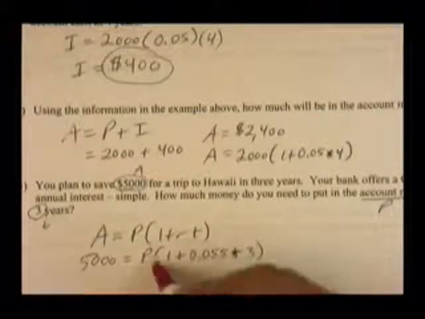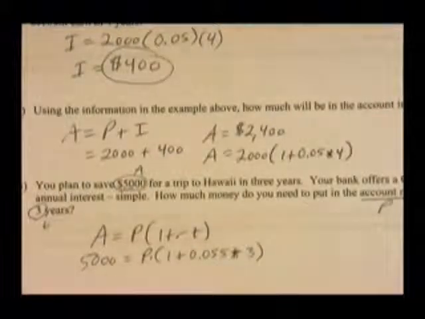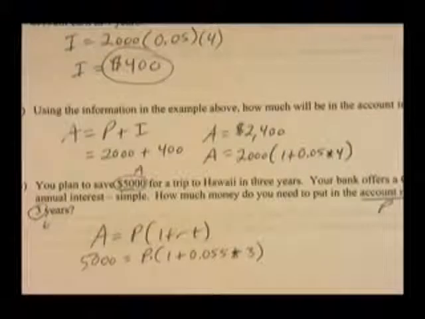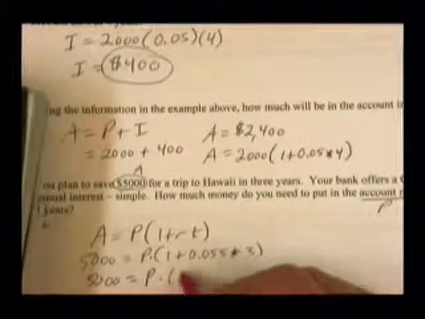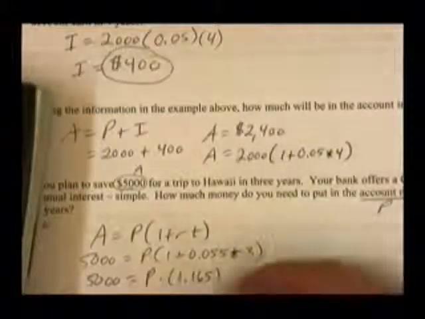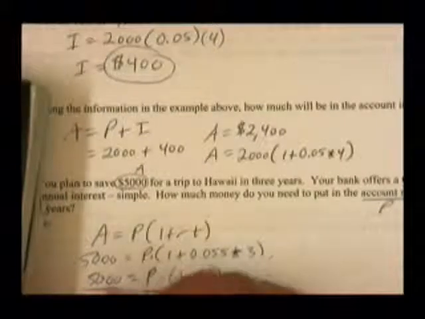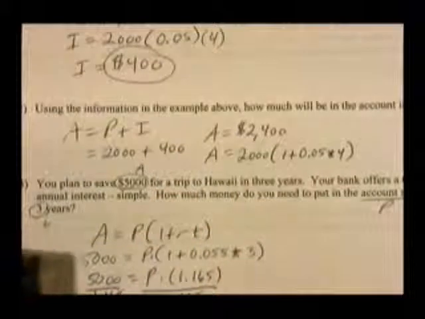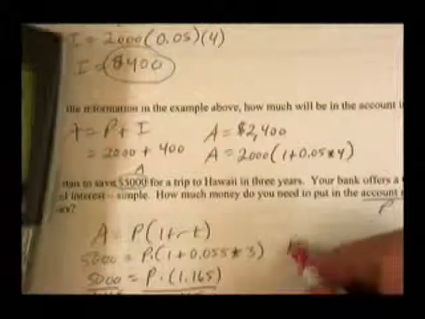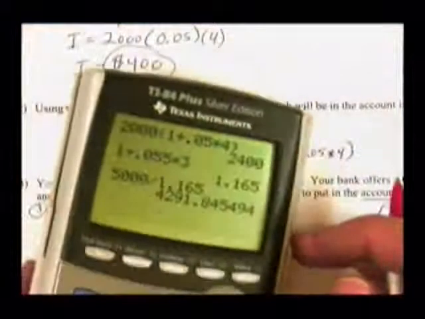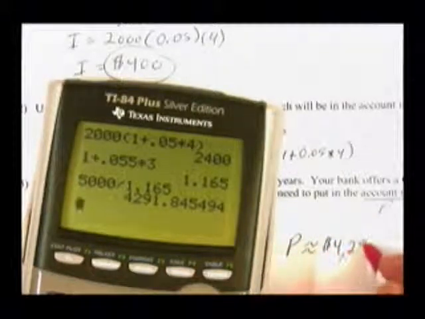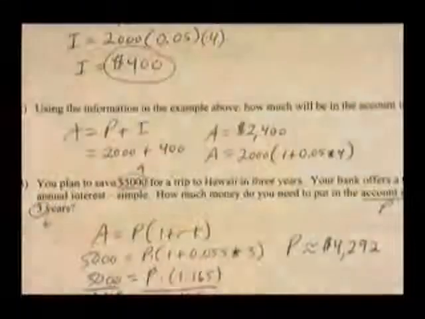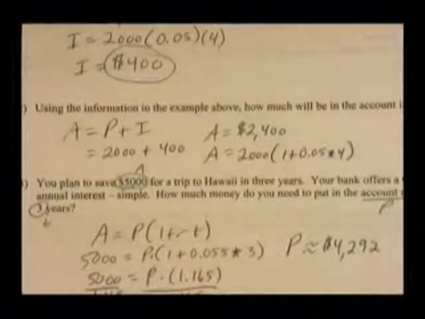So since this is a multiplication here, I am going to divide. But before I do that, I might as well just go ahead and calculate that out. 1 plus 0.055 times 3 is P times 1.165. So I can divide both sides by 1.165. So 5,000 divided by 1.165 gives me a principal of, well, I'm going to have to round that off a little bit. I'm going to round that off as about $4,292. So that's what I need now in order to have the money that I want for the trip later.